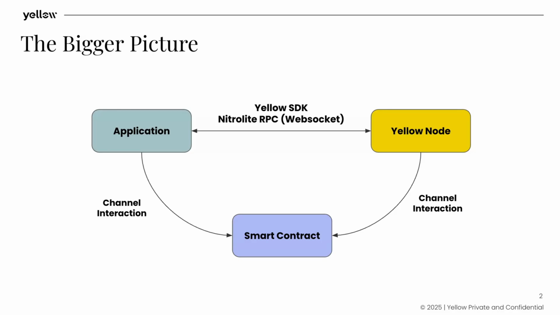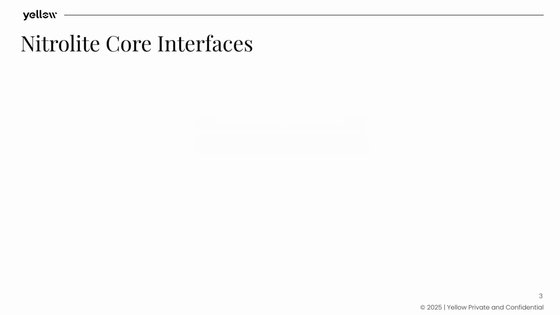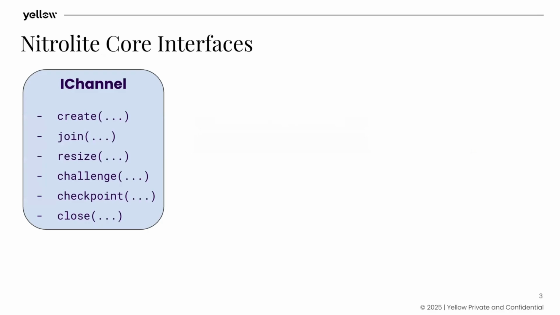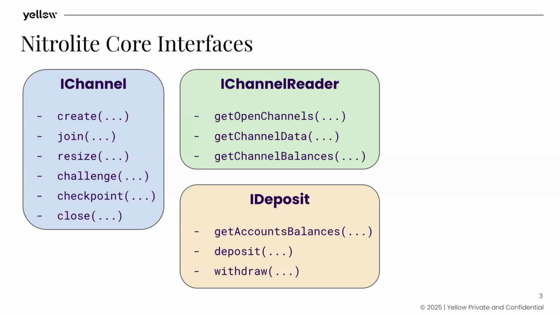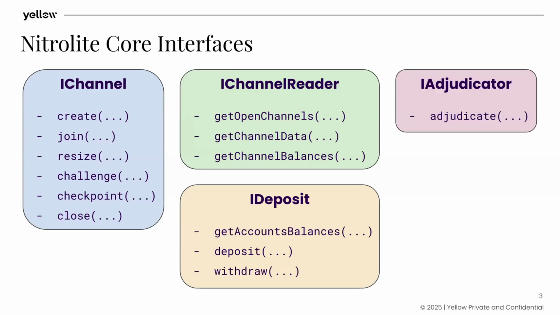Now, let me show in more detail what the smart contract part consists of. These interfaces define the expected behavior of our on-chain components. Firstly, IChannel covers the main lifecycle functions like create, join, and close. IChannelReader exposes read-only channel data. IDeposit abstracts token deposit and withdrawal. IAdjudicator defines how to validate state transitions for application-specific logic.